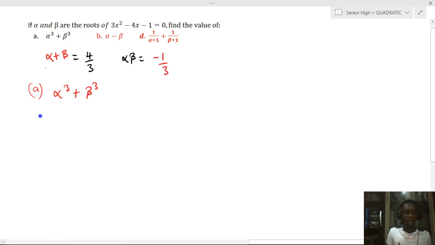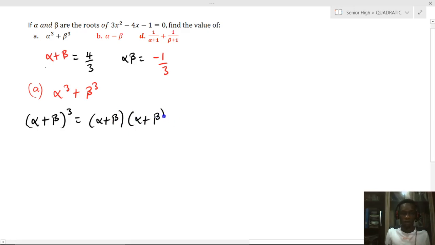Now this will be a long expansion, a long work, but let's see how to do it. Alpha plus beta raised power 3. Now we can expand this by first of all knowing that this will be expanded as alpha plus beta multiplying alpha plus beta square. Now I just broke this raised power 3 into this, and then when I expand alpha plus beta raised power 2, we know already because we've done that initially, we'll get alpha square plus 2 alpha beta plus beta square.